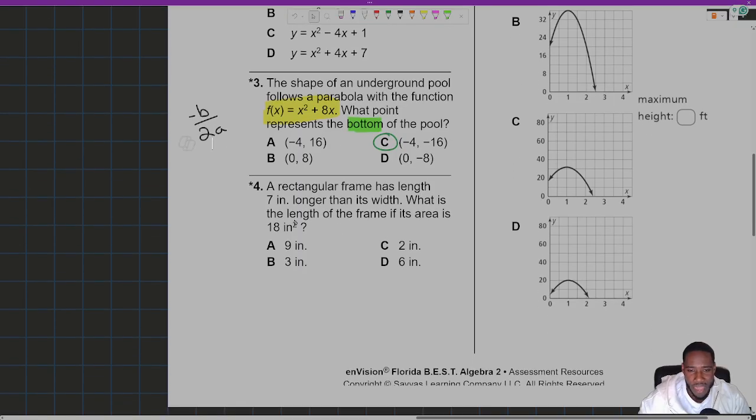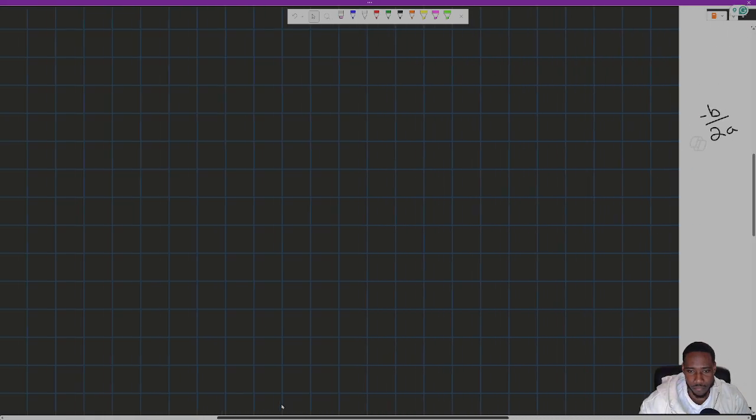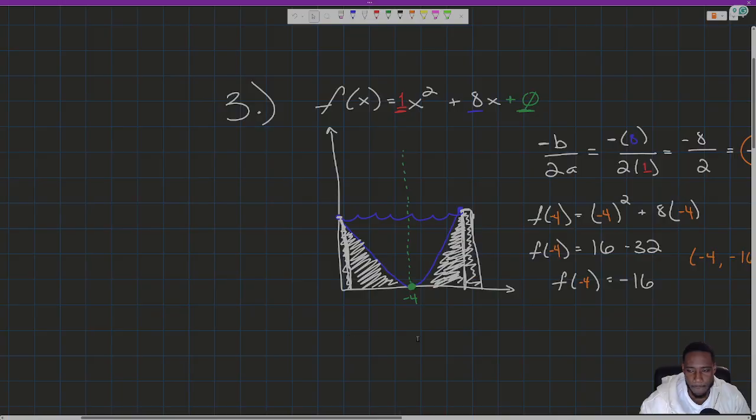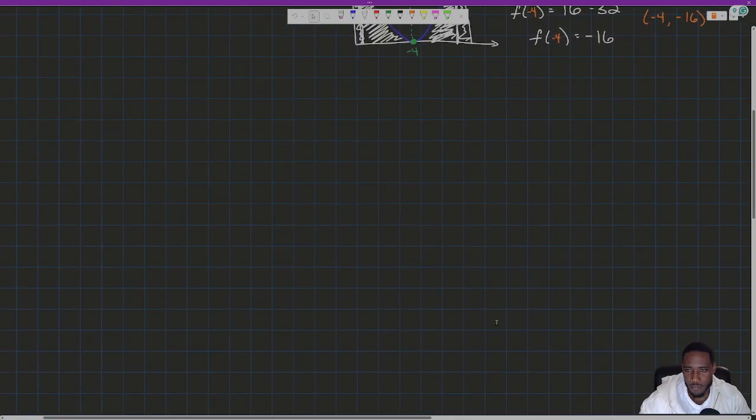Number 4, they ask us about a rectangular frame that has a length that is 7 inches longer than its width. They ask us what is the length of the frame if its area is 18 inches squared. All right, so for number 7 here, we're going to do some more drawing to help us visualize what's happening here. So we have this rectangular frame.